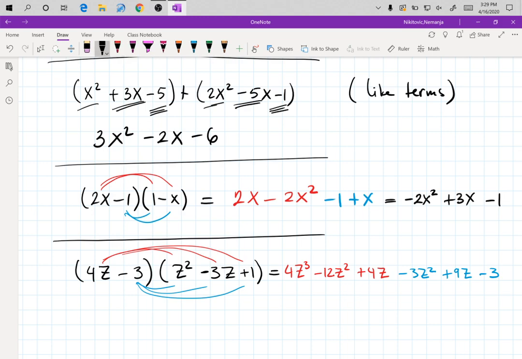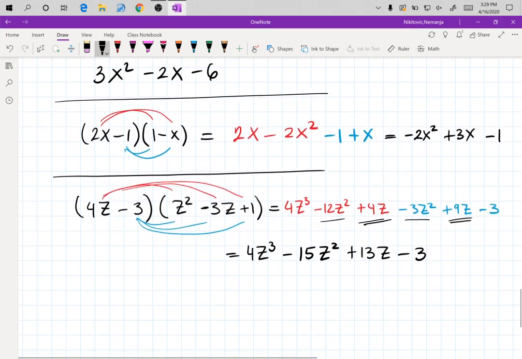Combine like terms. 4z cubed is on its own. We have 2 squared terms. That gives us negative 15z squared. It was negative and then we made it worse by taking away 3 more. Then we have the single z's, that's plus 13z. And finally the negative 3, which is on its own. So we can have all of that.